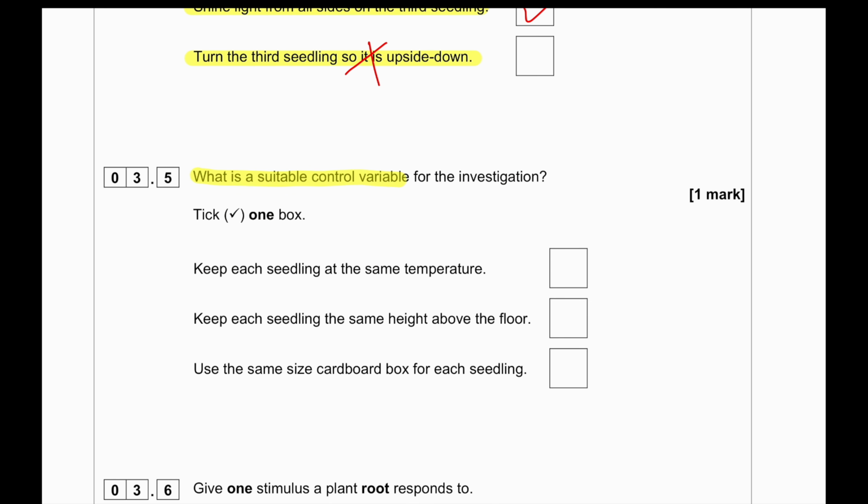What is a suitable control variable for the investigation? One control variable should be temperature. So let's see the options. Keep each seedling at the same temperature. Keep each seedling the same height above the floor. This usually doesn't affect the growth of the seedling, so we will ignore it. Use the same size cardboard box for each seedling. This is also not very important as long as the space within the box is adequate.